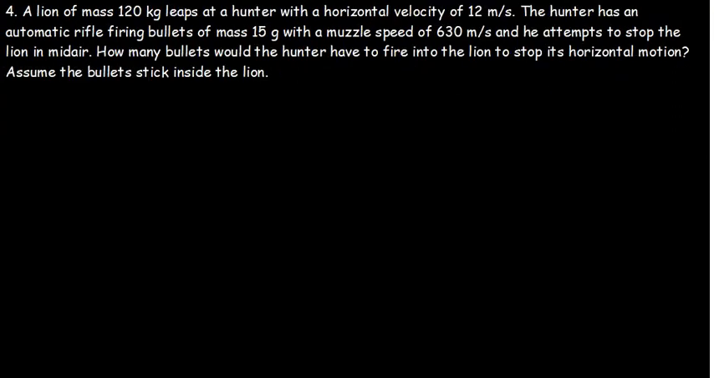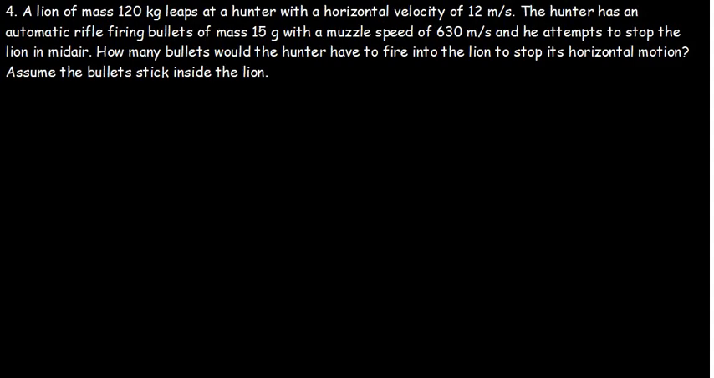Now I have got a very interesting question under linear momentum. We need to understand this question. The question is saying a lion of mass 120 kg leaps at a hunter with a horizontal velocity of 12 meters per second. The hunter has an automatic rifle firing bullets of mass 15 grams with a muzzle speed of 630 meters per second, and he attempts to stop the lion in mid-air. How many bullets would the hunter have to fire into the lion to stop its horizontal motion? Assume the bullets stick inside the lion.